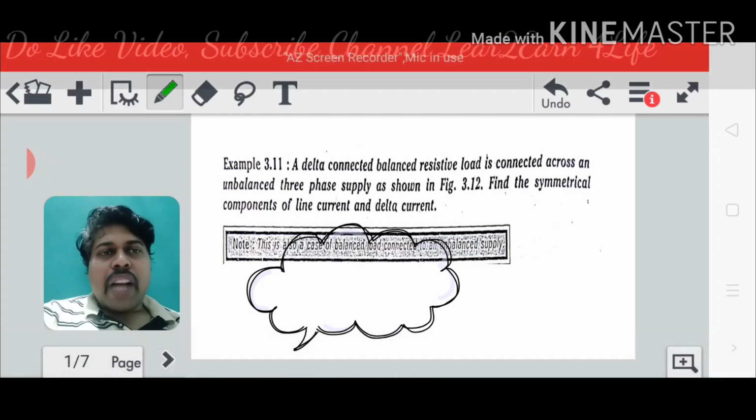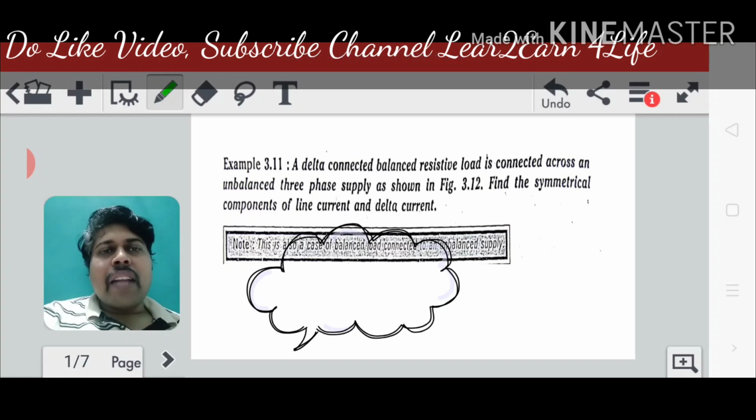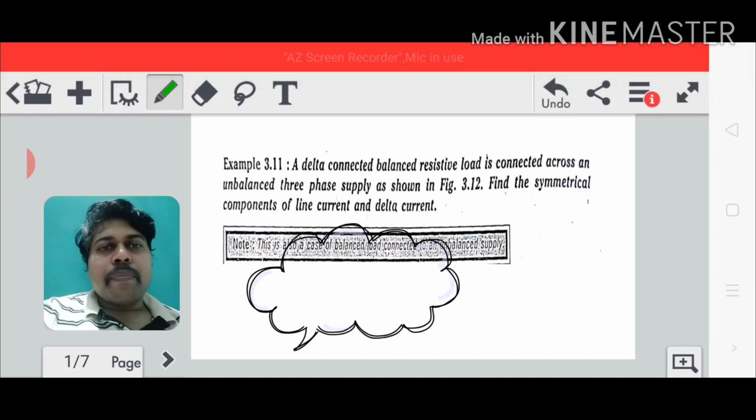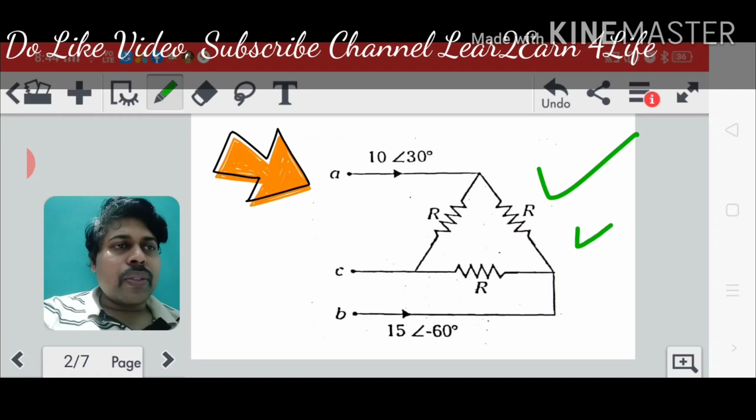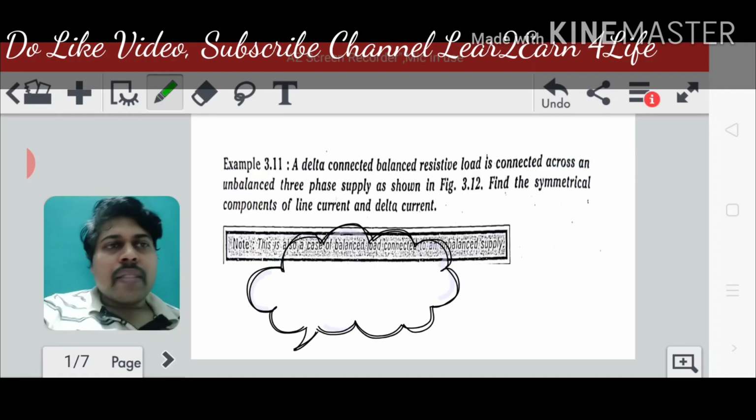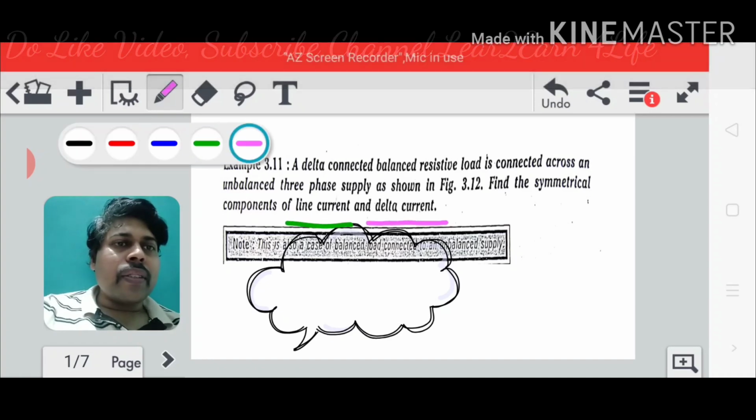In this video, I shall take a case of a balanced load when it is connected to an unbalanced supply. So this is also the problem based on the three-wire system. Let us go through the problem statement. A delta connected load is connected across an unbalanced three-phase supply, where you need to find the symmetrical components of line currents as well as the delta currents.